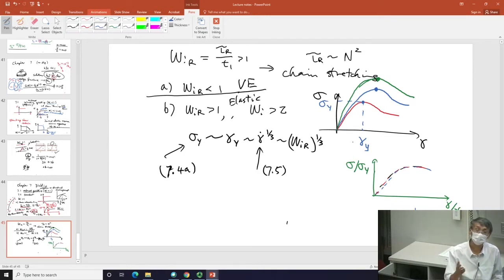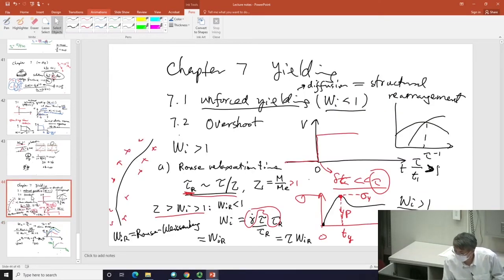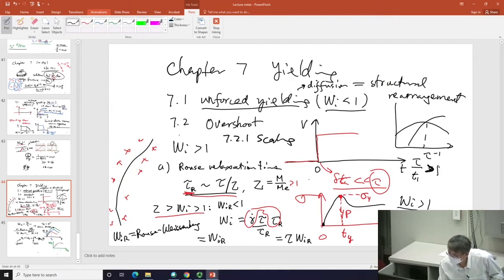In the electronic copy, it's actually all in color. All this is part of chapter 7.2. There are different subsections. I just picked some important ones. If you like, this is section 2. Under section 2, there's section 7.2.1, which is about the scaling that I talked about.